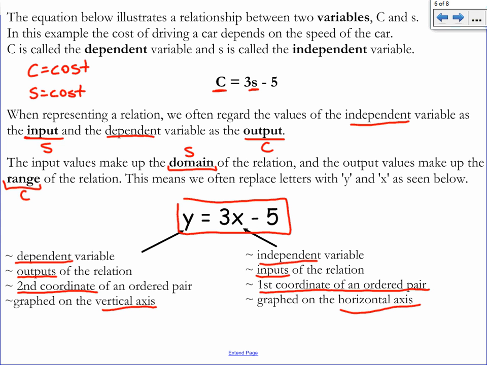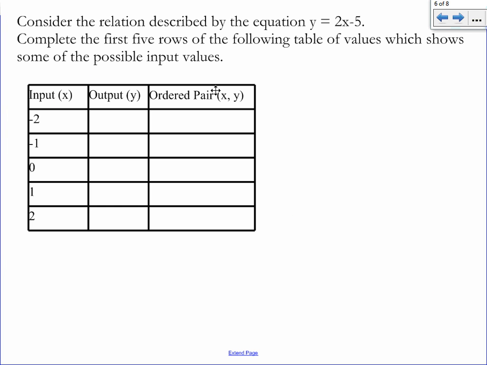Consider the relation described by the equation. Complete the first 5 rows of the following table of values, which shows some of the possible input values. So we have a graph here, and they've given you a table of values with some possible inputs. They haven't said that's all the inputs, they're saying that's just some of the inputs. What we want to do is calculate the output for each given input. To do that, we take our original form, y equals 2x minus 5, and we change x to be what the input is, because x is the input.